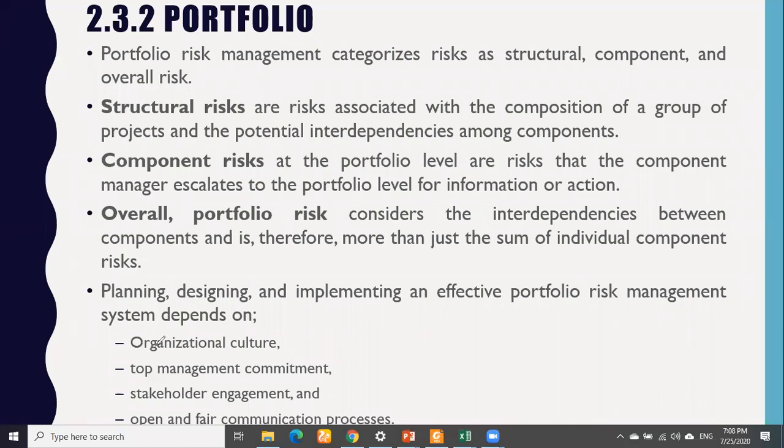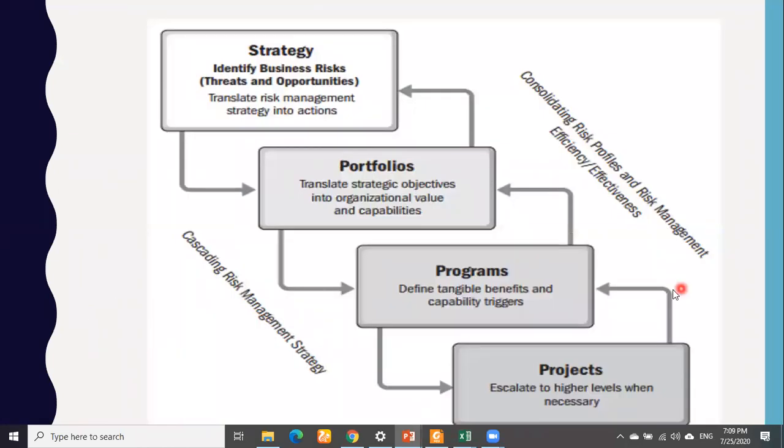Like, for example, I have been talking to you regarding the escalation of the risk. Let me go back to that slide right here. See, these arrows are showing the escalation, and these arrows are showing the cascading of strategies and policies that have been designed and laid down. They are being directed to the portfolio, then program and project. They are working under these strategies, which are designed and laid out at the enterprise level.